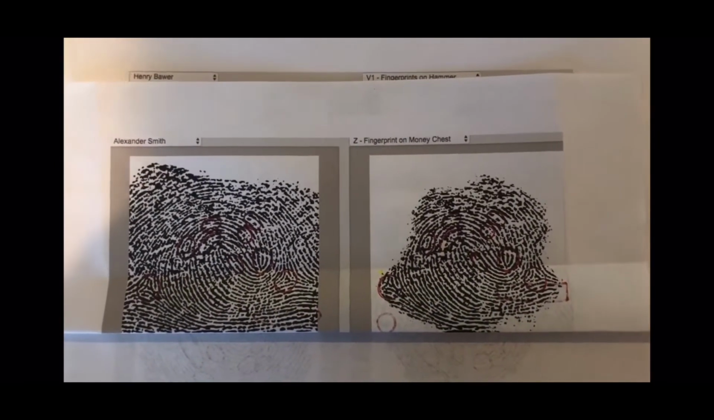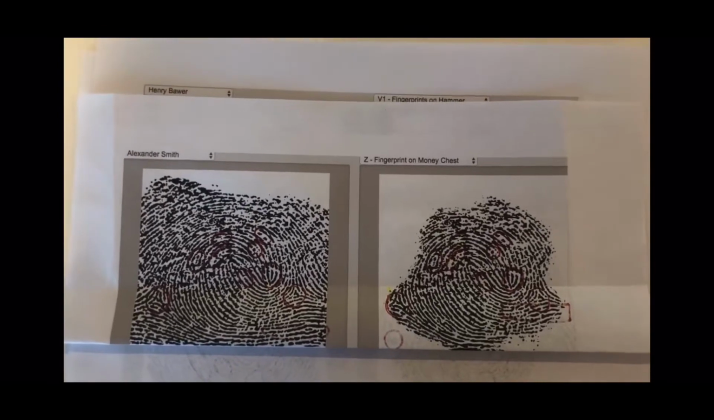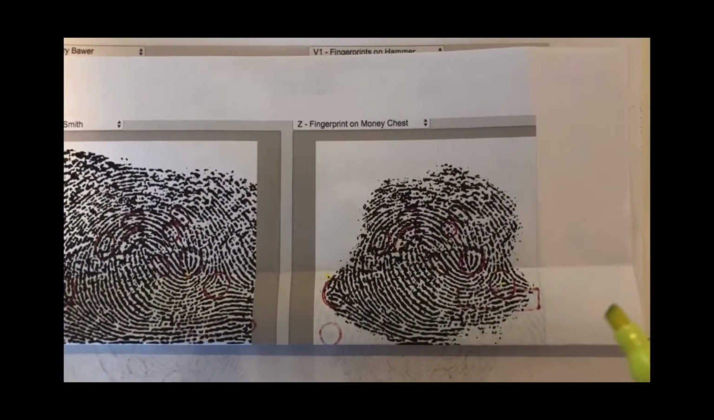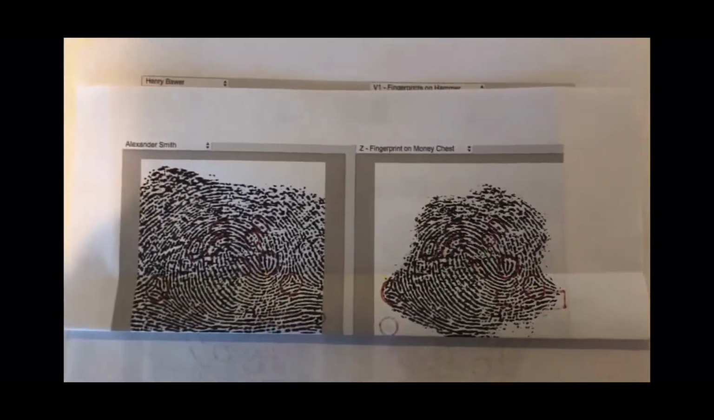Therefore, yes, you can say that Alexander Smith's left index finger is comparable to the fingerprint found on the money chest at the crime scene.